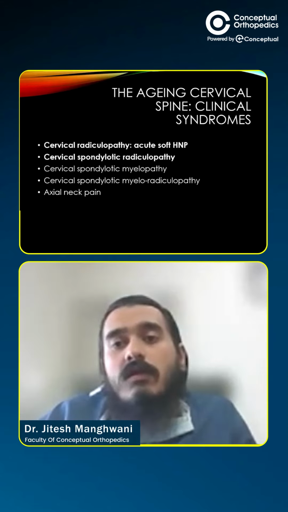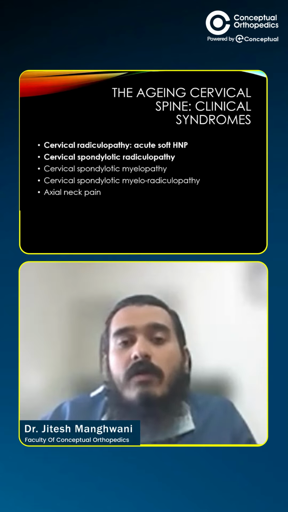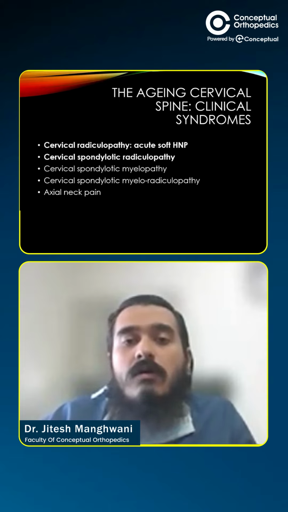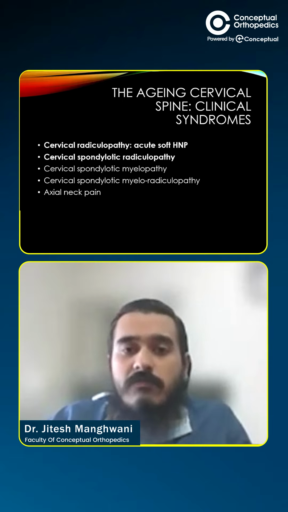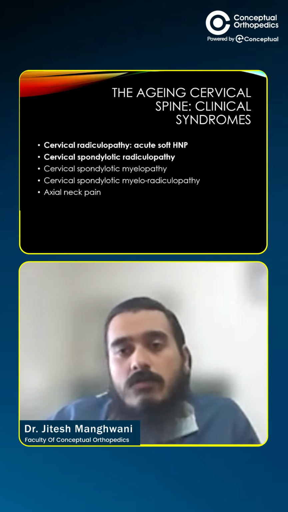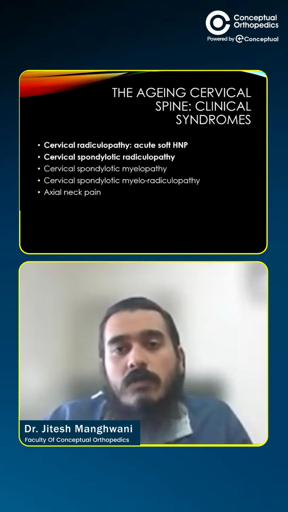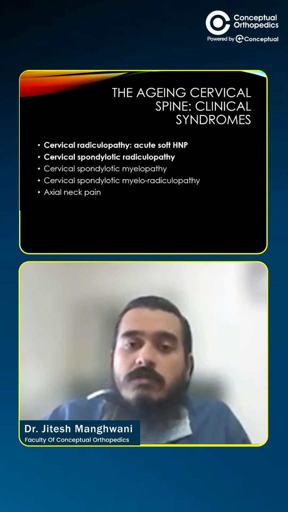So, what are the clinical symptoms of the aging cervical spine? Cervical radiculopathy most commonly occurs secondary to a herniated nucleus pulposus or the slip disc in the cervical spine. So many times, the patients and the candidates also get confused in regards to what are the different symptomatologies or what are the different pathologies or the symptoms that are associated with the cervical spine.